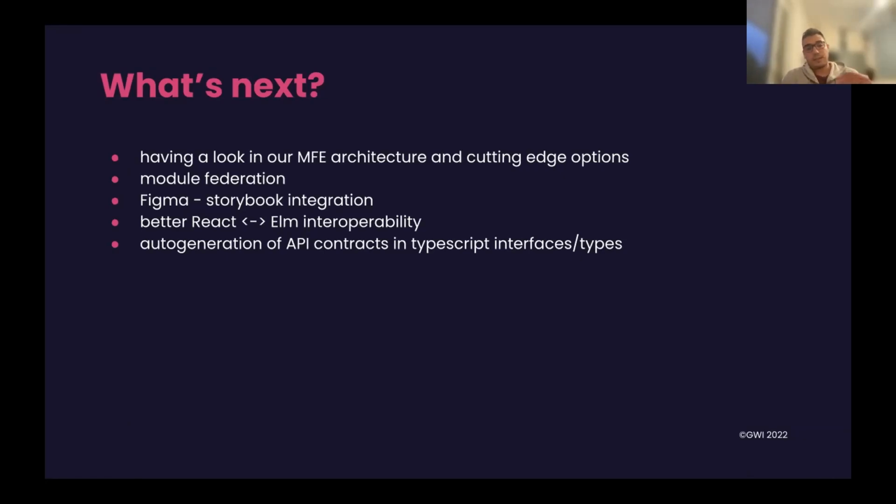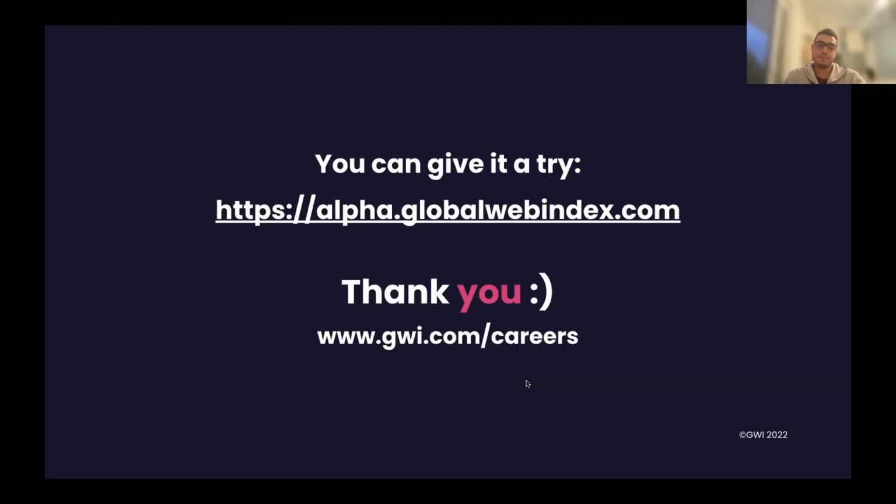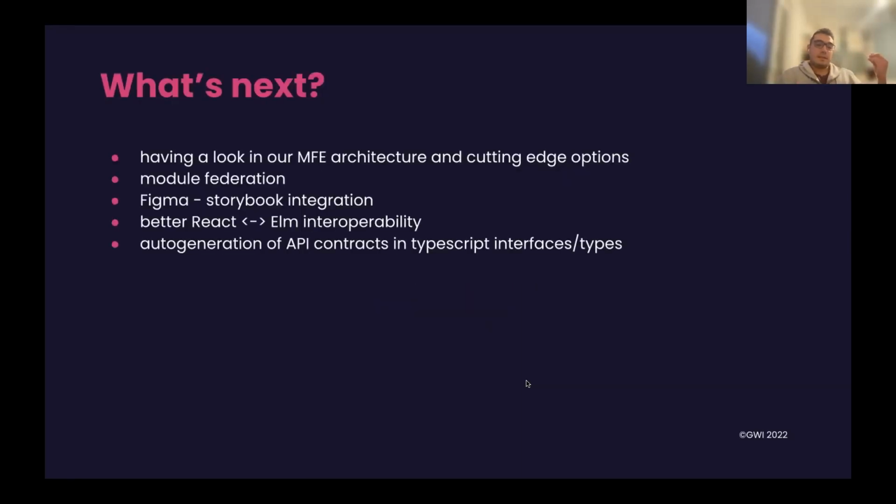Another thing is that we are going to have a deeper Figma and Storybook integration, along with automated tests and various other things. Another thing is that we would like to have better React and Elm interoperability, hopefully completely ditching web components, because as I already said, quite a few things are carried over without a real reason. And last but not least, we are going to try to auto-generate all the API contracts in TypeScript as TypeScript interfaces or types, by either incorporating GraphQL or having a look at our API contracts and creating an automated way to create those interfaces.